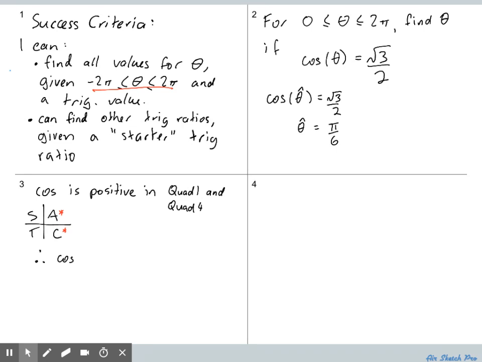Therefore, theta is equal to theta hat, which is pi on 6, or theta equals 2 pi minus theta hat. You don't have to do that line. I'm just doing it for completeness, which is 2 pi minus pi on 6. Now, make sure your fraction works okay. 2 pi has to be worth 12 pi on 6, 2 lots of 6 pi on 6. So 12 minus 1 is 11 pi on 6. So there are your two solutions. You okay with that?